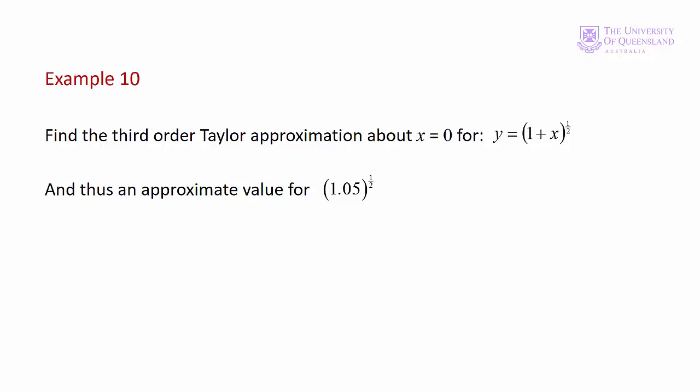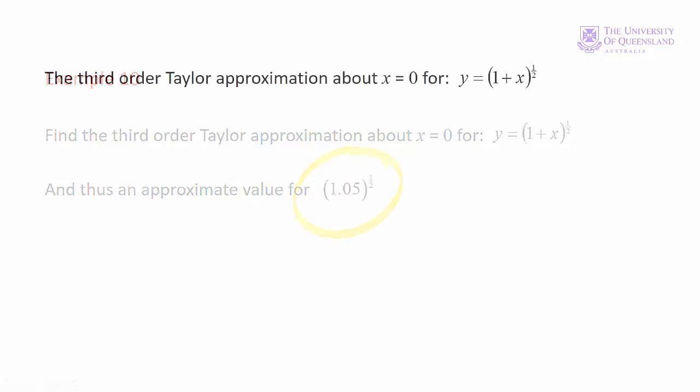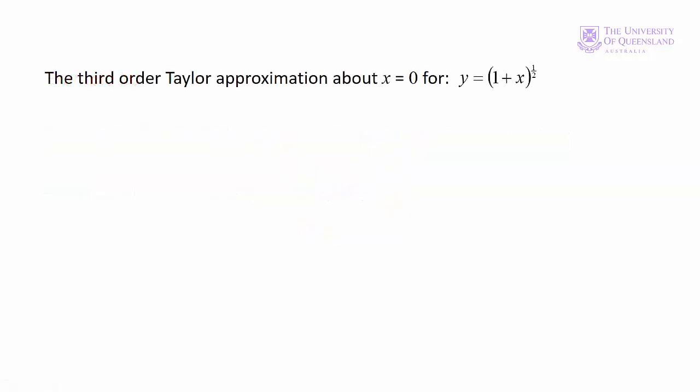In example 10, we're finding the third order approximation for the function y equals (1 plus x) to the half, for values of x around 0. This approximation allows us to calculate the square root of numbers close to 1, for example, 1.05. As I mentioned earlier, where we have an approximation about x equals 0, it's a simplification of the Taylor series, and it's called the Maclaurin series.